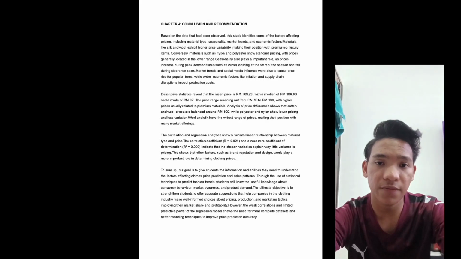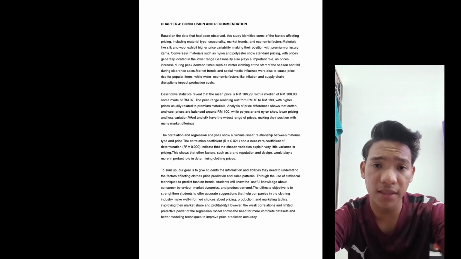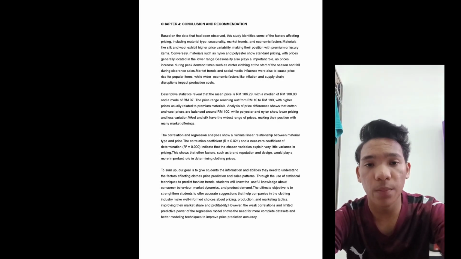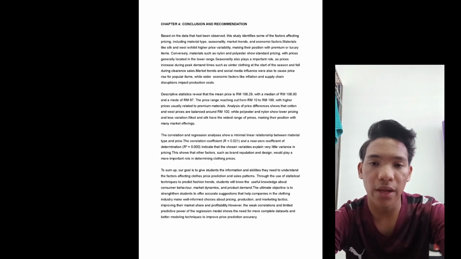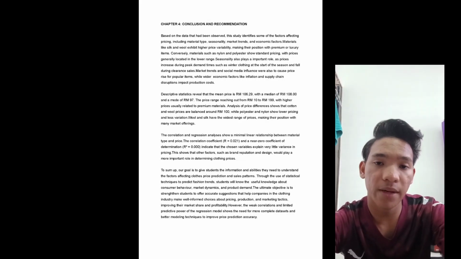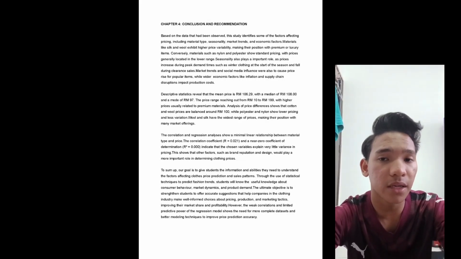Analysis of price differences shows that cotton and wool prices are balanced around 100 ringgit, while polyester and nylon show lower pricing and less variation. Wool and silk have the widest range of prices, positioning them with many market offerings.